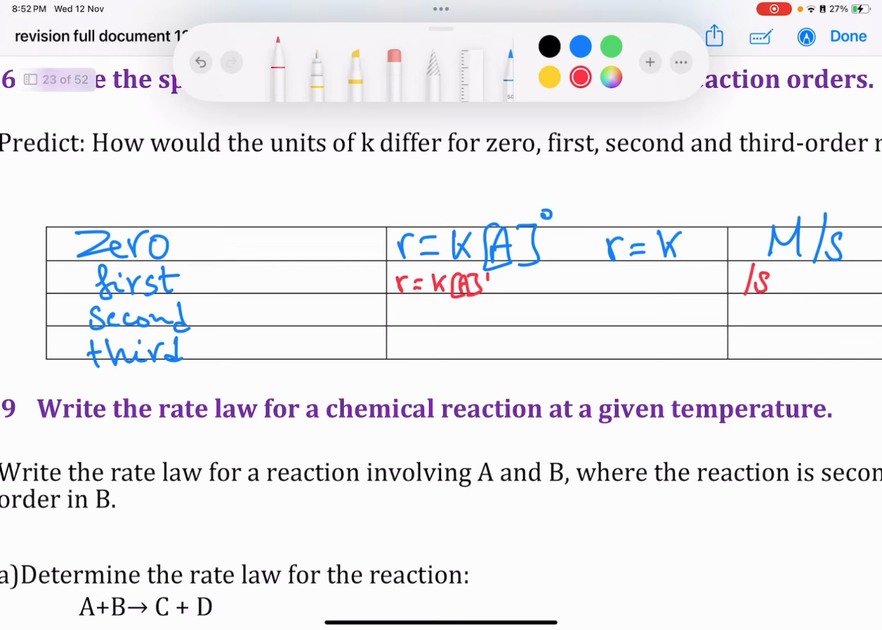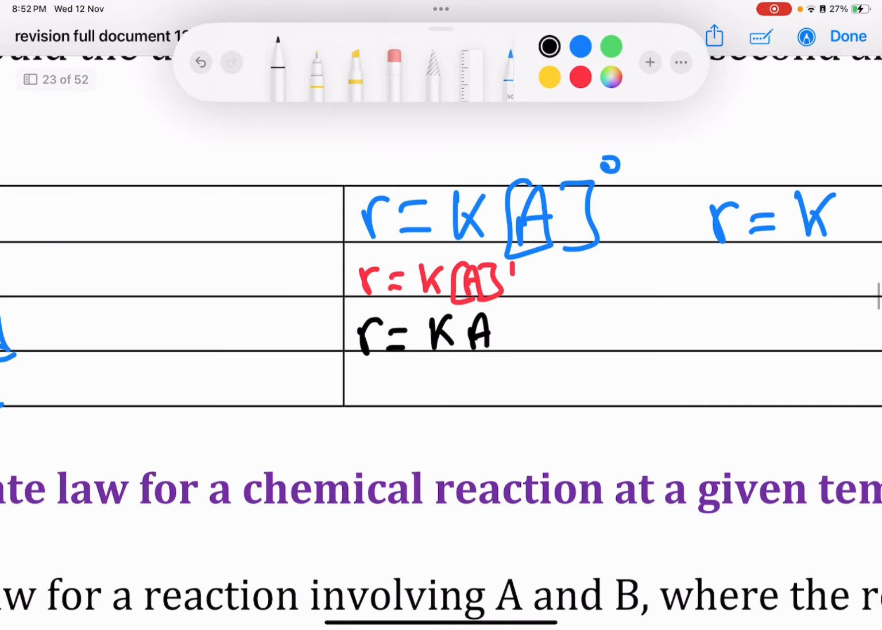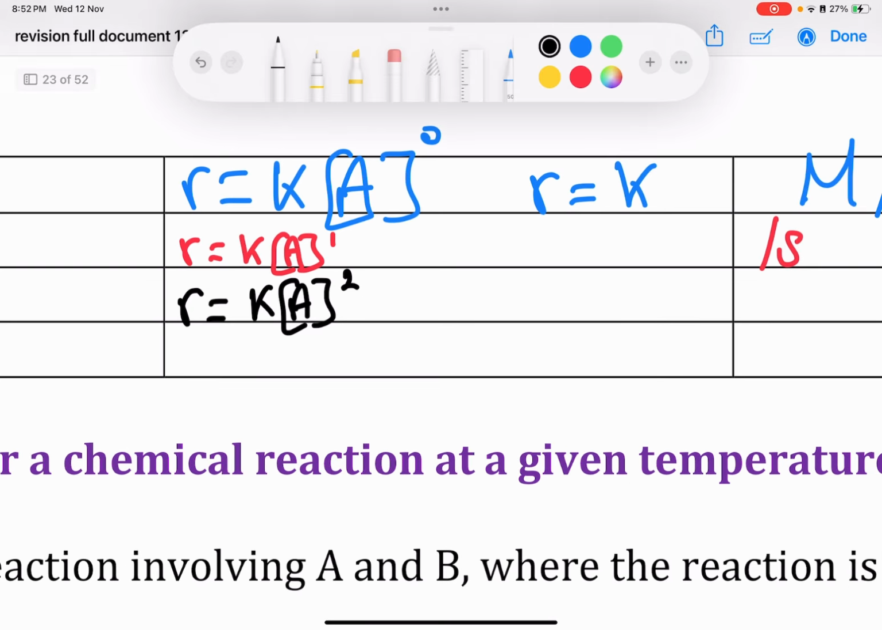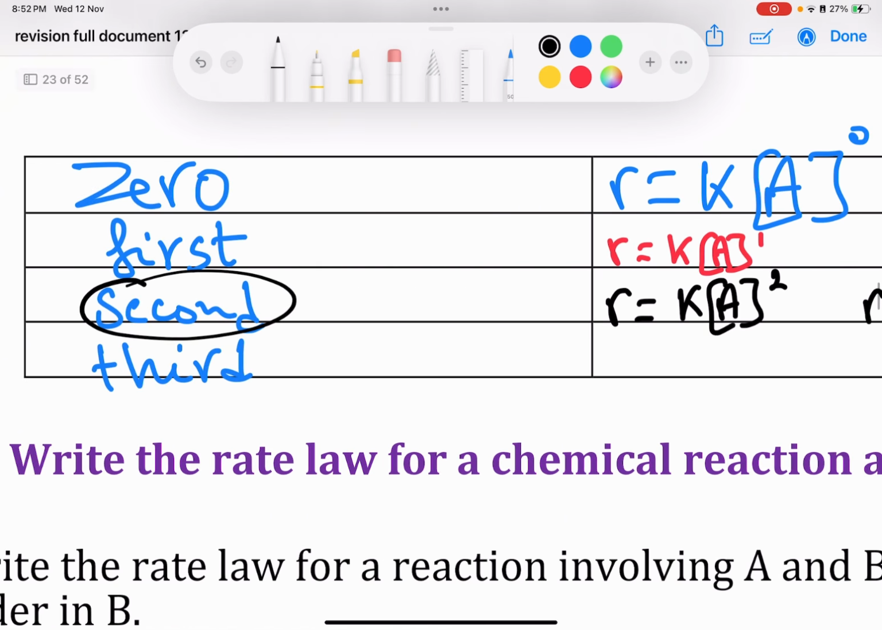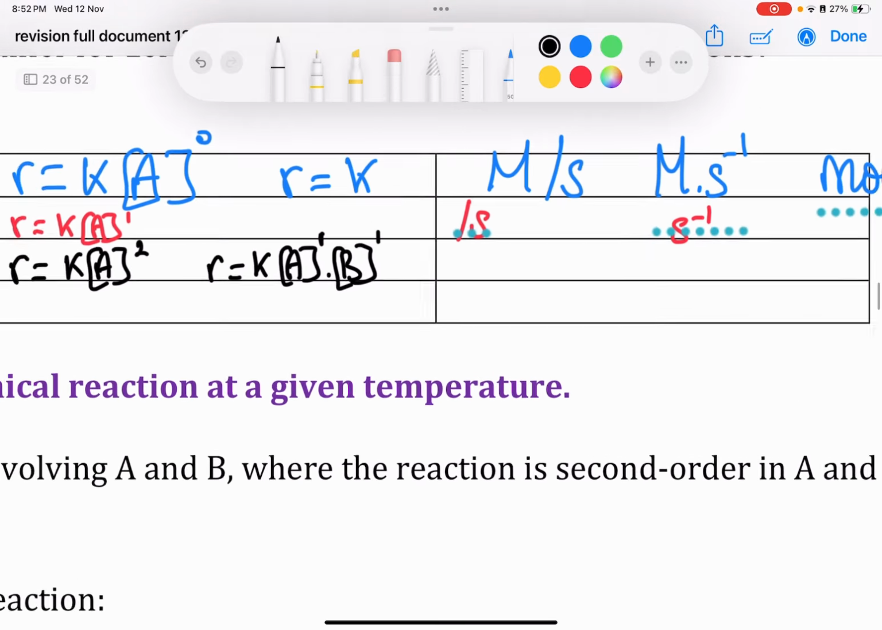Now, if the reaction is second order, what would be the formula of the rate law? The rate would be K times A squared. Or even if I have two reactants, it would be A to the power of 1 and B to the power of 1. We are still dealing with second order. If we have two reactants, each one will be 1. If I have one reactant, the order of a second order reaction would be 2.